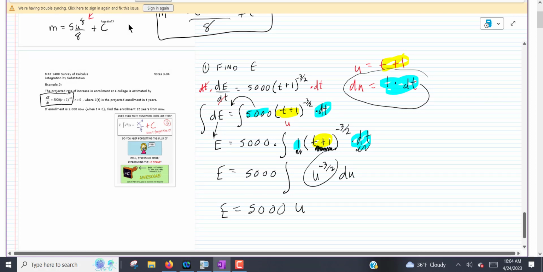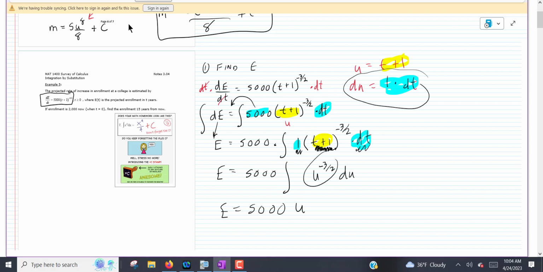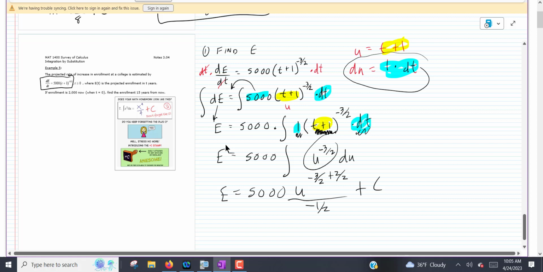What do I need to do the antiderivative of u to the negative 3 halves? What do I do when I have u to a power? What have you been doing? Add 1 to the exponent, divide by the result, plus c. So we'll do negative 3 halves plus 1, divide by the result, which is negative 1/2 plus c. That is the power rule for an antiderivative.